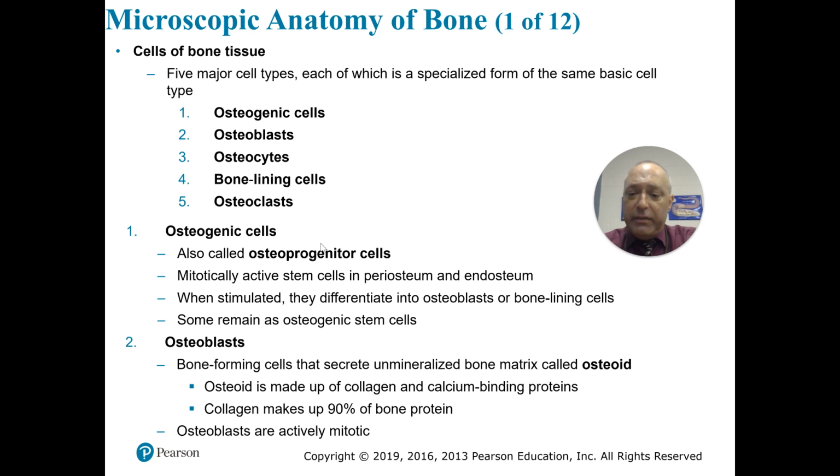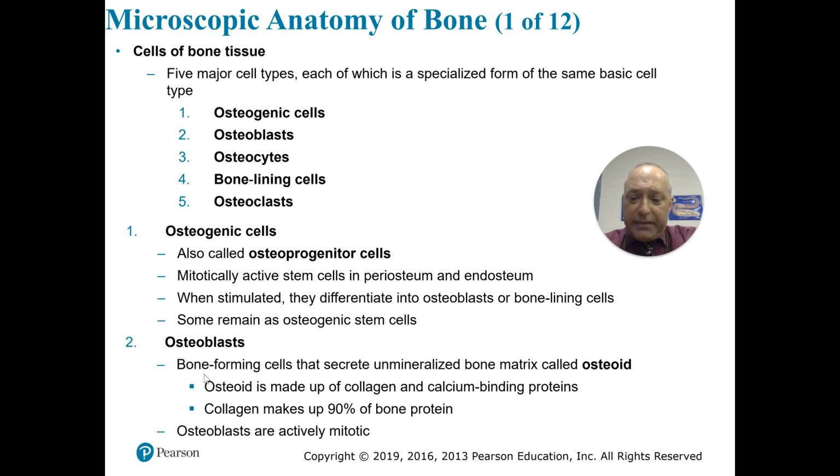The osteogenic cells are also called osteoprogenitor cells. Okay, so these are bone cells that are coming from stem cells. They're progenitor, so they're not quite bone cells yet. They're mitotically active in the periosteum and the endosteum, and they will differentiate into osteoblasts.